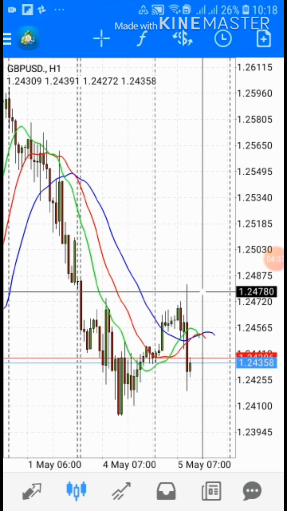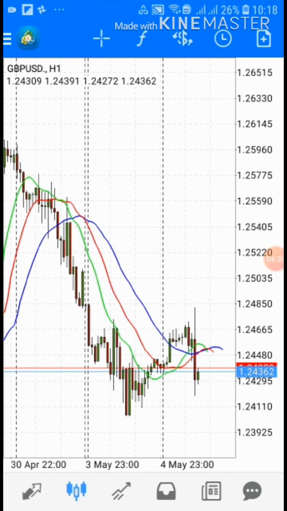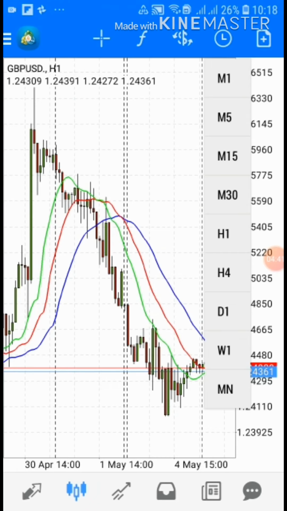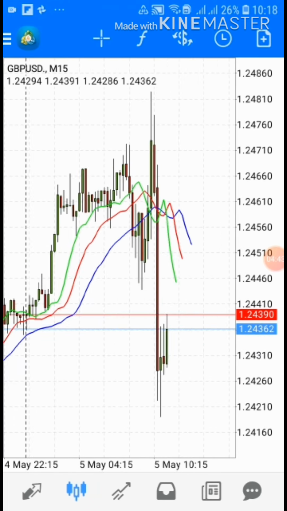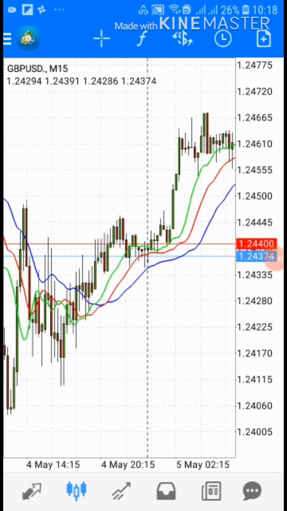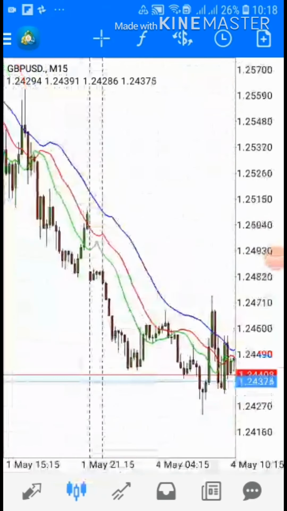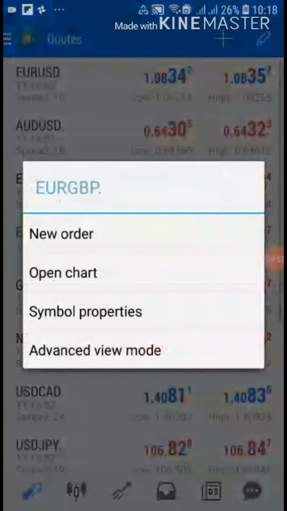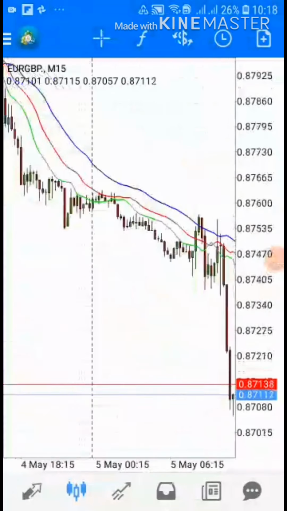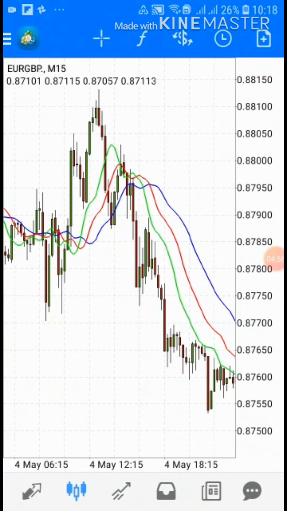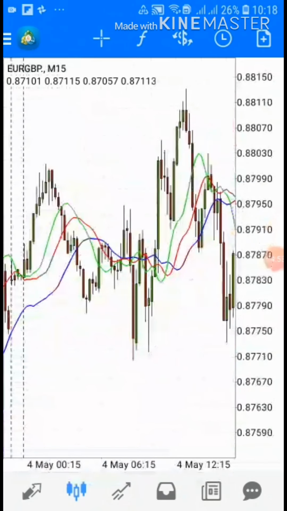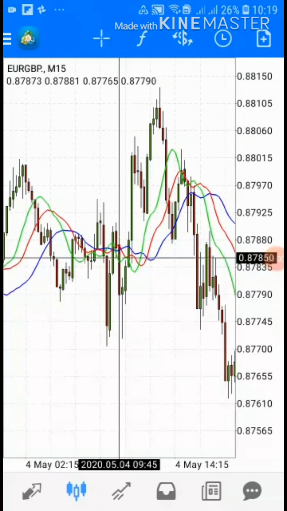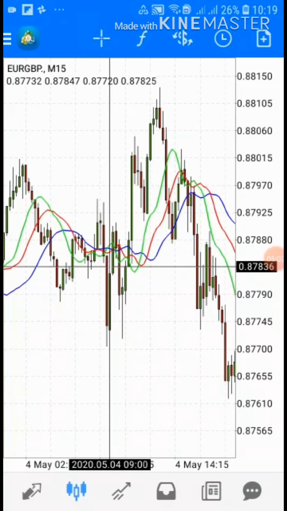As a scalper, I advise you use this on a smaller time frame, like the 15 minutes. Let's go to the 15 minutes time frame. Let me change this pair now, so you don't think it only works with one pair. Let's look at what happened in the euro against the Great Britain pound. At times it can be a bit messy, like at this point.